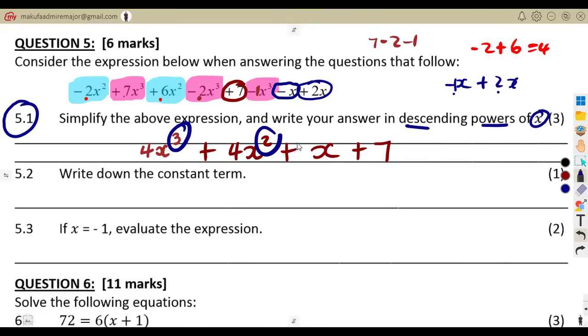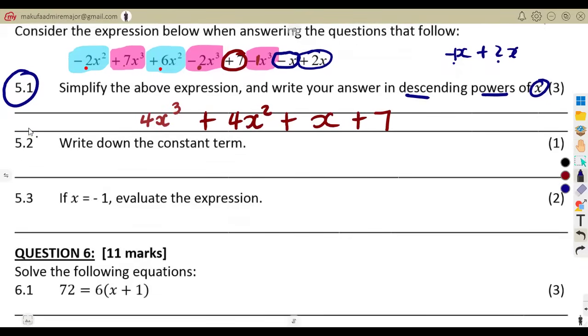So that is in descending powers. We start with 3, 2, 1, up to the constant, where we have this as x to the exponent of 0. Remember, this is 1. So it's like 0, 1, and so on. So they were decreasing 3, 2, 1, up to 0. So that is the descending powers of x.